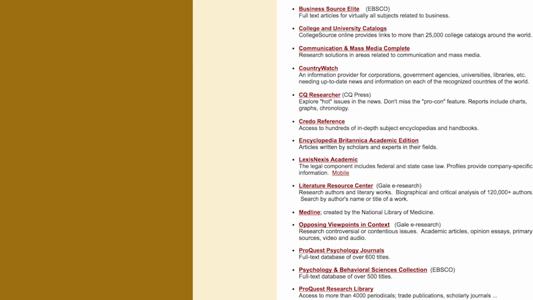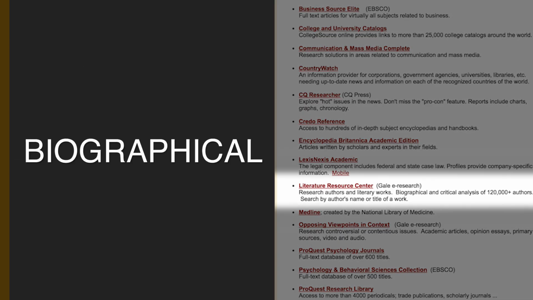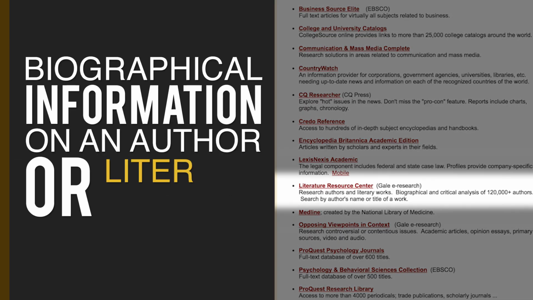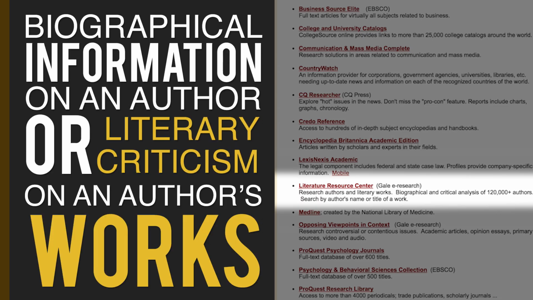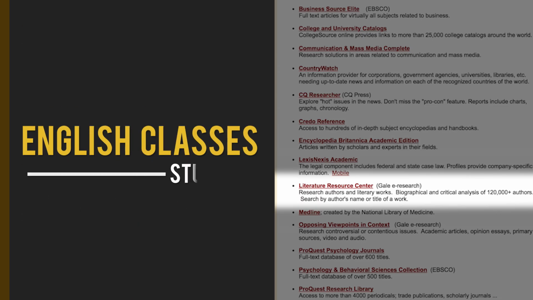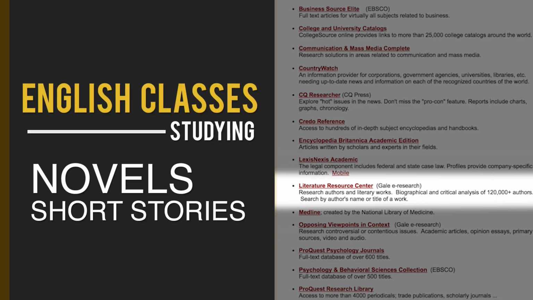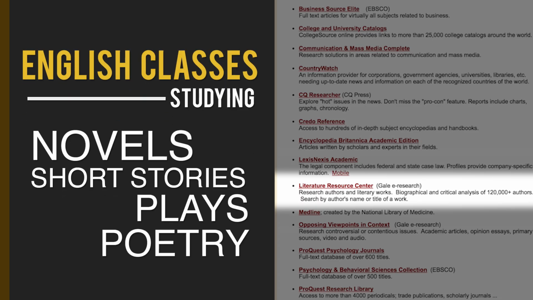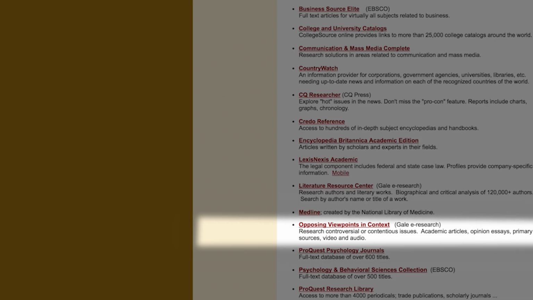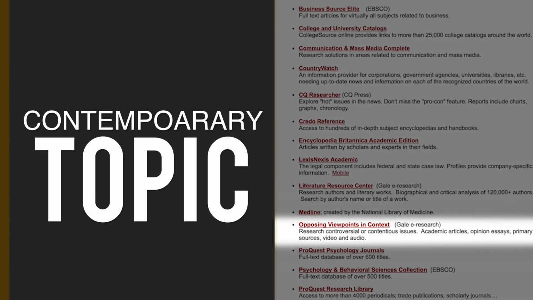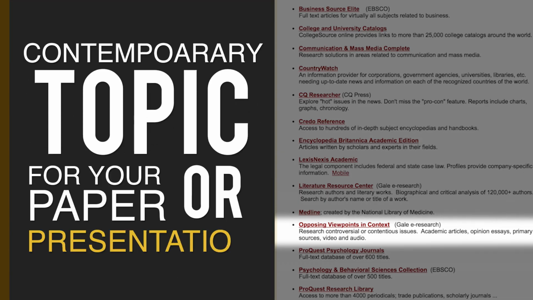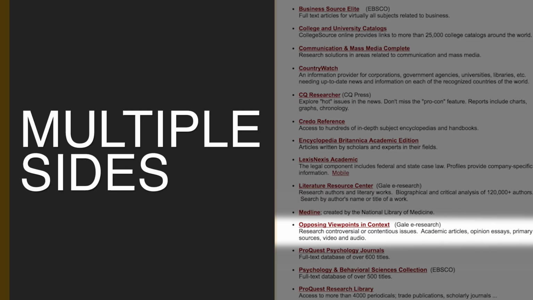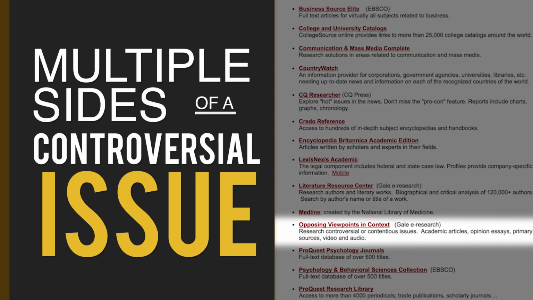Literature Resource Center is a great place to start for finding biographical information on an author or literary criticism on an author's works. This is a specialized database that is particularly useful for English classes that are studying literature such as novels, short stories, plays, and poetry. Opposing Viewpoints is a resource for finding a contemporary topic to use for your paper or presentation. It has a variety of brief opinion pieces that allow you to see multiple sides of a controversial issue.